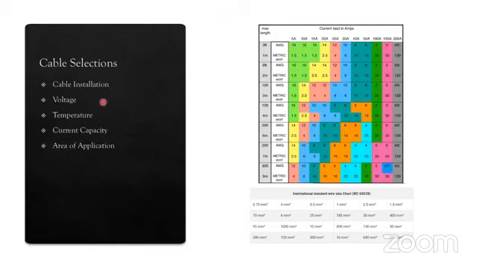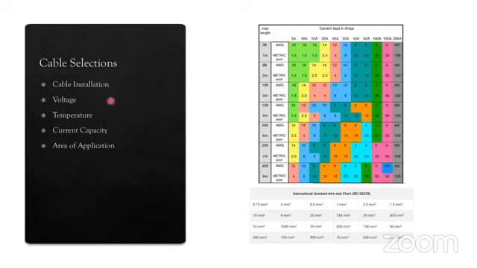Then there is voltage, how much voltage will be supplied via the cable, that is also important. And then temperature, what kind of atmospheric temperature you have, because we have seen in studies that temperature is a big factor affecting the current and voltage in the cable, because it affects the resistance of the cable, and then it will affect the current carrying capacity of the cable. Then there is current capacity, how much current will be needed to carry through the cable.